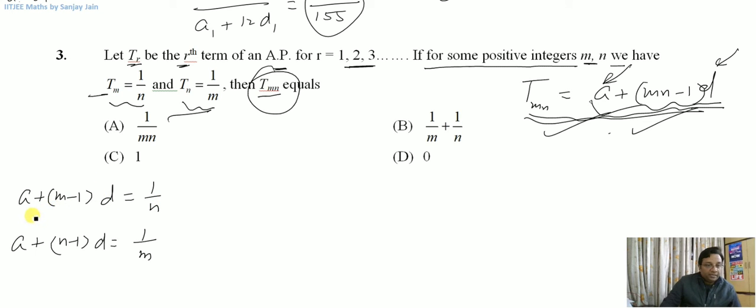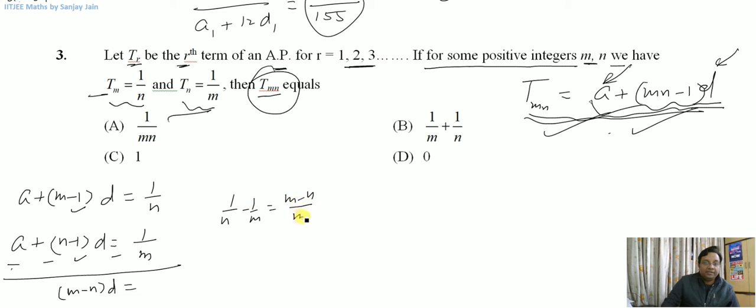Now to find, let us say d, I'll subtract, right? If I do the subtraction here, a will get cancelled and this minus this will give me m minus n into d here, and on the right hand side I'll have 1 by n minus 1 by m, which is nothing but m minus n divided by mn. Okay, so this m minus n and m minus n can be cancelled because m and n are not equal, hence d is equal to 1 by mn.